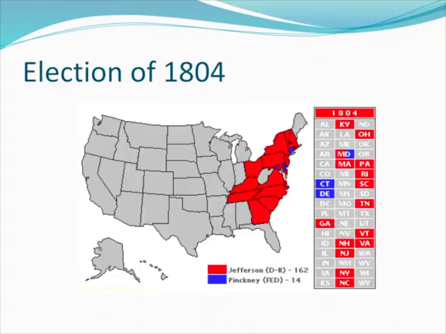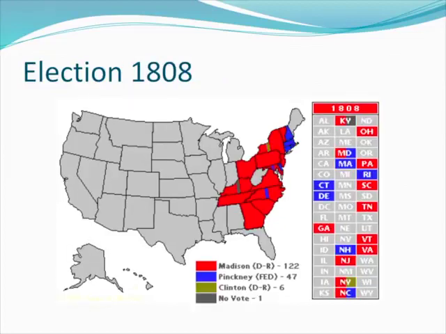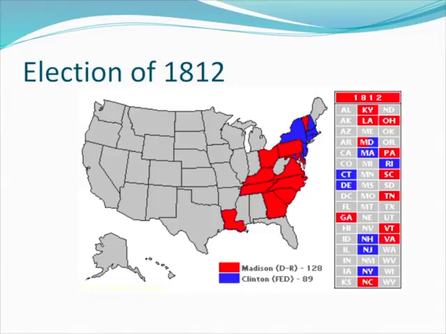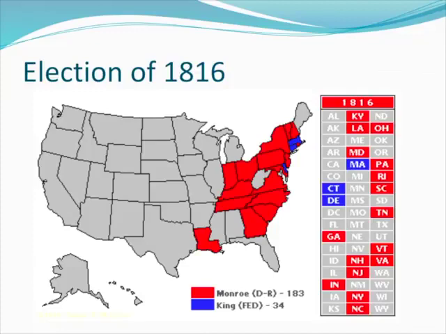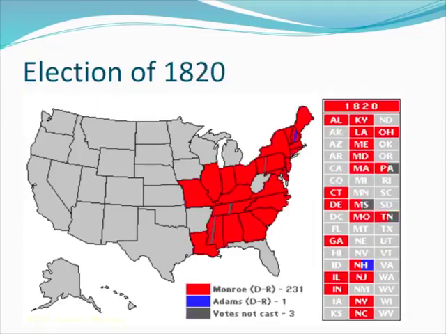In 1804, Jefferson easily won re-election against Federalist Pinckney, and in 1808, Jefferson's Secretary of State, James Madison, the writer of the Constitution, was elected president, replacing Thomas Jefferson. So that was the election of 1808. Madison was re-elected, of course, in 1812. In 1816, we had another Democratic Republican easily defeating Federalist King, and that Democratic Republican was James Monroe. In 1820, Monroe once again won the presidency.